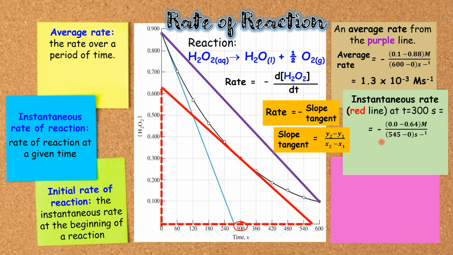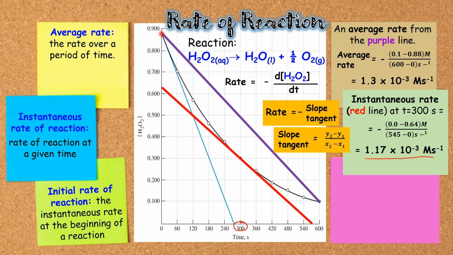Calculate the slope of the tangent and you find the instantaneous rate at t equals 300 seconds, which is 1.17 times 10 to the power of negative 3 molar per second. From the graph, we can also find the initial rate of reaction. That refers to the instantaneous rate at the beginning of the reaction, which means we have to draw a tangent line.